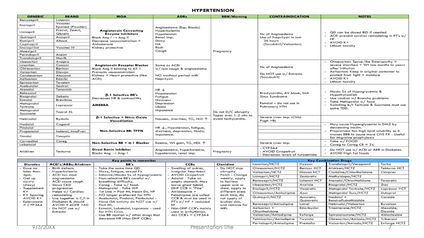Aliskiren is available as Tekturna, a direct renin inhibitor. It directly inhibits and blocks angiotensinogen to angiotensin 1. Adverse effects: angioedema, hyperkalemia, hypotension, renal impairment. In pregnancy you are not taking it. CYP3A4 precaution: avoid grapefruit. It decreases the level of furosemide, that is Lasix. Do not use with an ACE inhibitor or ARB in diabetes patients. Avoid high-fat food, as it affects absorption.